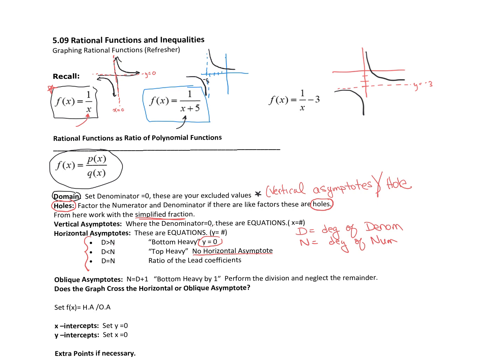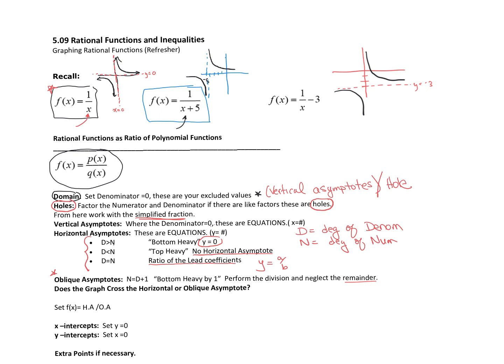And if the degrees are the same, we're going to have a ratio of the lead coefficients, so we're going to have something like a over b for our horizontal asymptote. And lastly, we're going to have an oblique asymptote if we're top-heavy by exactly 1. And in order to find that, you can use synthetic division or long division and just neglect the remainder. So how are we going to do all these things? Oh, actually, I have a couple more here.